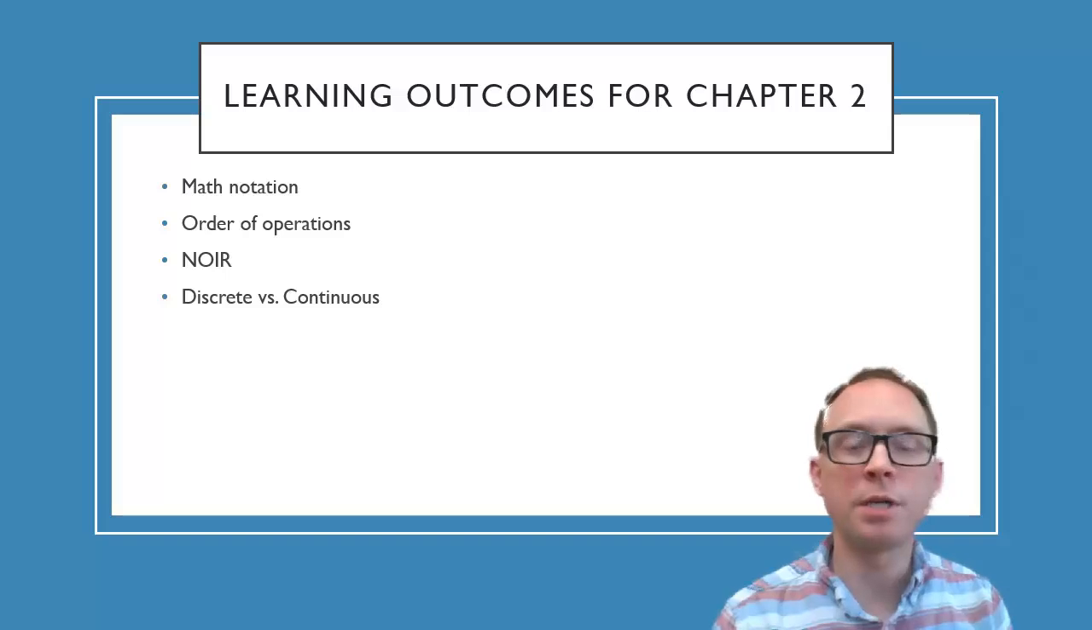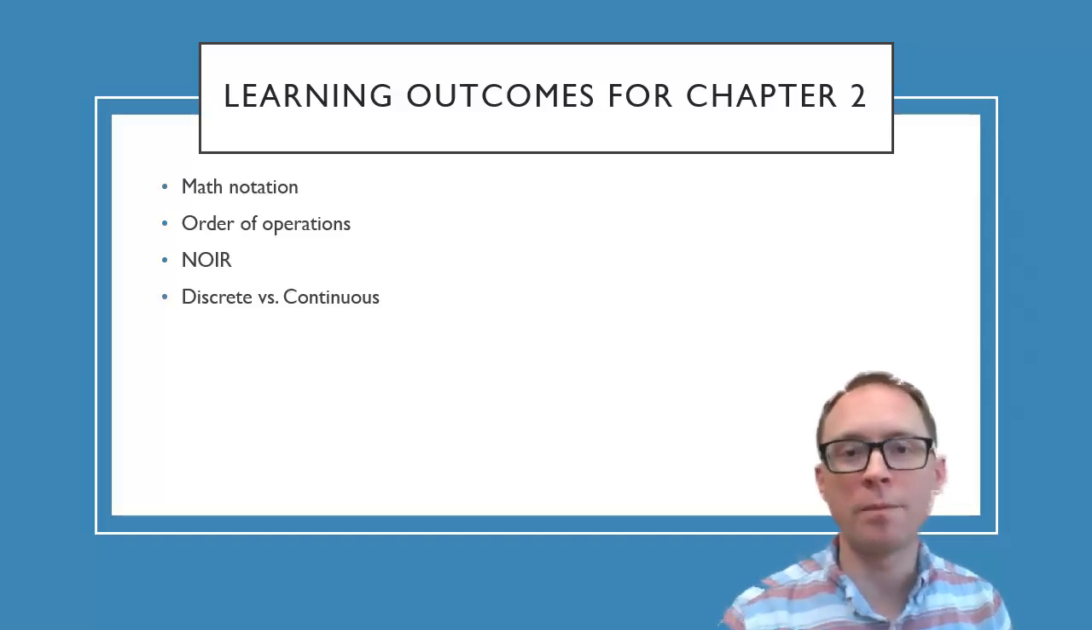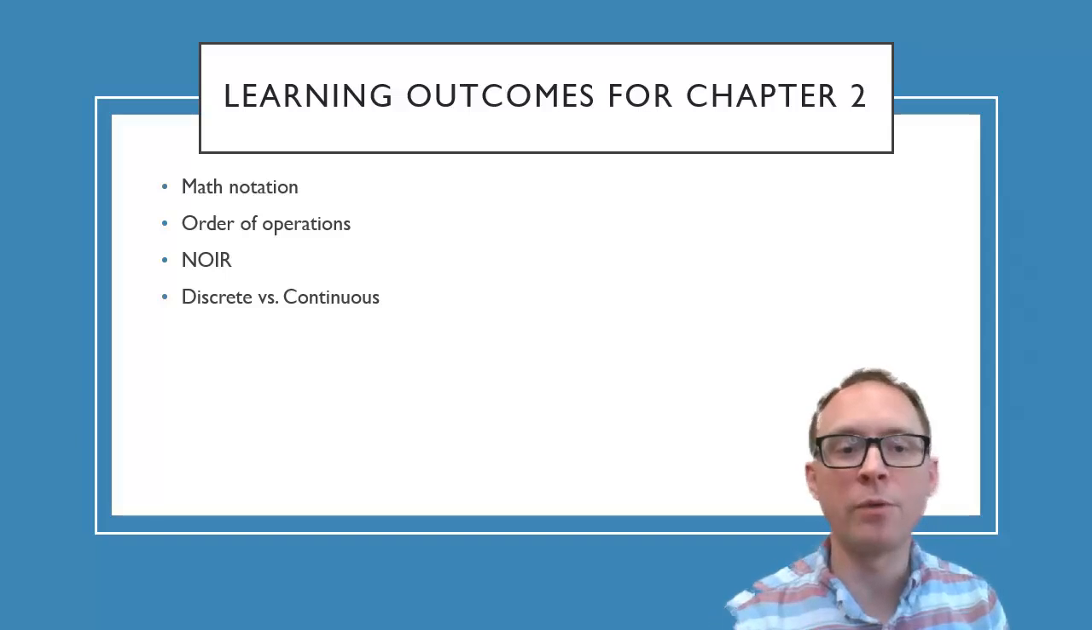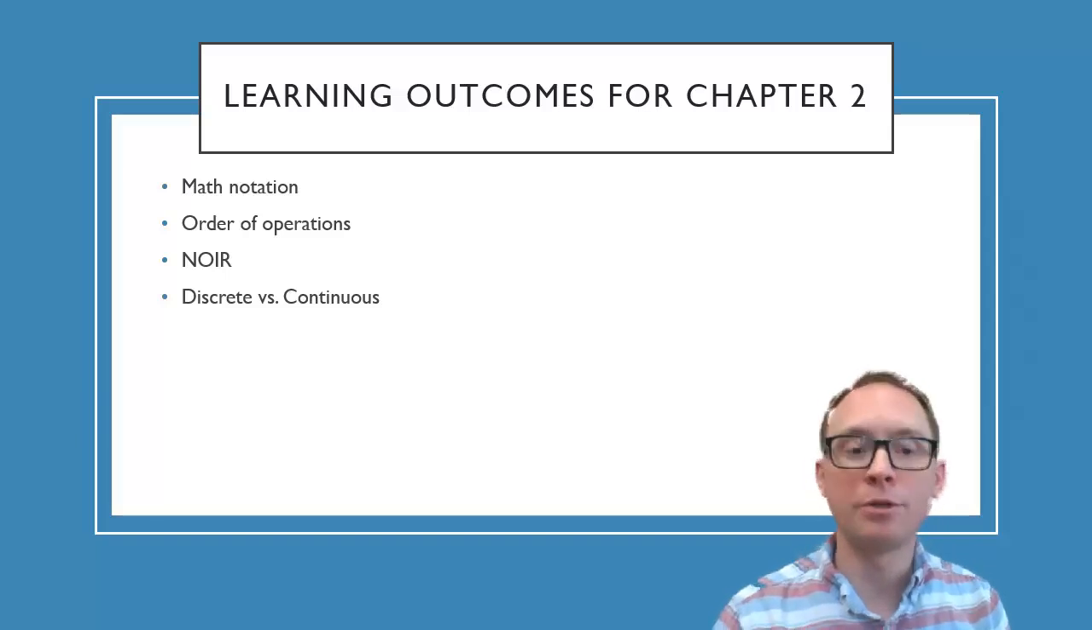We are going to talk in Chapter 2, we're going to discuss math notation and the order of operations. And then in the second part, we're going to get into NOIR, which actually stands for nominal, ordinal, interval, and ratio. And then we'll talk about discrete versus continuous variables. But to start with, let's go ahead and start by doing a review question.